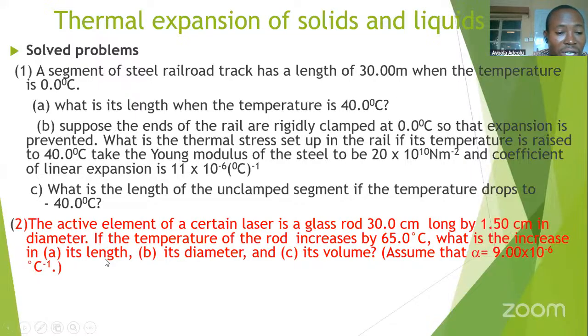You want to find delta L. Delta L is equal to Li alpha delta T. Li is given to be 30. Alpha is given to be this. Delta T is given to be this. Very straightforward. So go and do the other two. Let me have your solution on the LMS page.